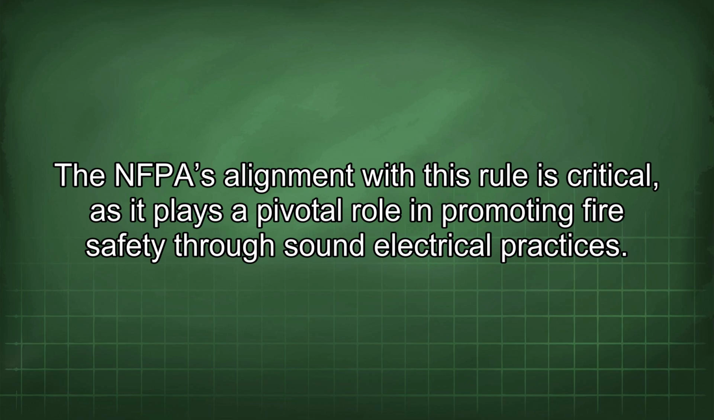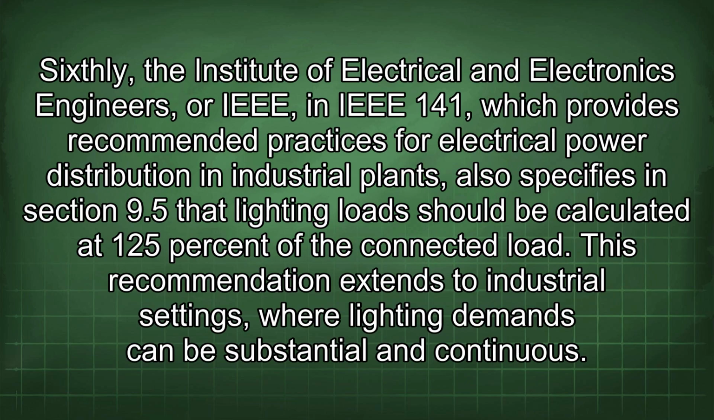Sixthly, the Institute of Electrical and Electronics Engineers, or IEEE, in IEEE 141, which provides recommended practices for electrical power distribution in industrial plants, also specifies in Section 9.5 that lighting loads should be calculated at 125% of the connected load. This recommendation extends to industrial settings, where lighting demands can be substantial and continuous.